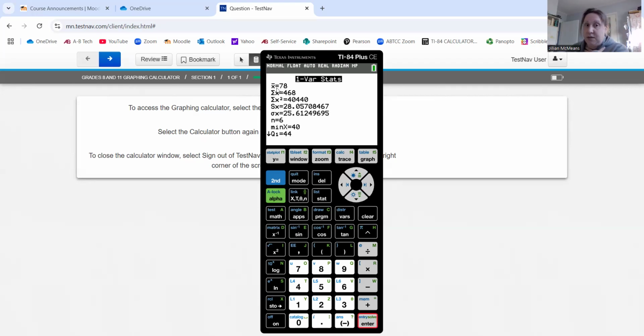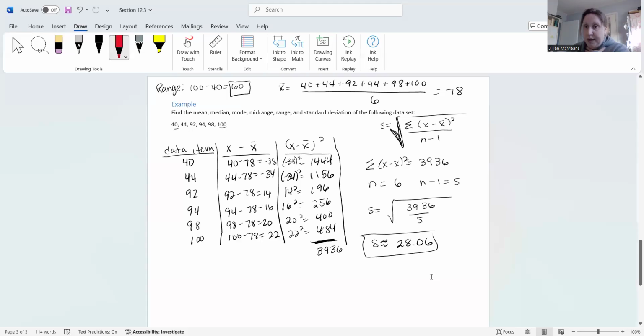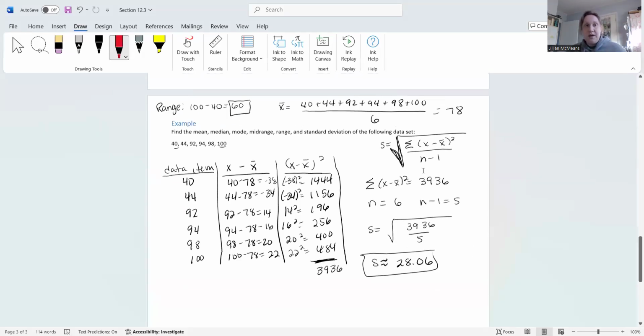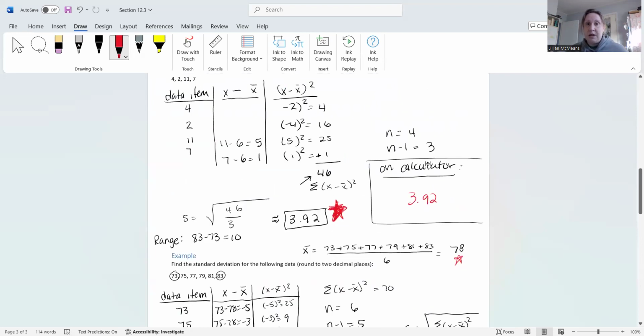And look, we got the mean of 78. We skip the next 2 entries. And then finally Sx, we get 28.06, which if we go back to our worksheet is exactly what we calculated. All right, so there you have it. This is how to calculate measures of dispersion.